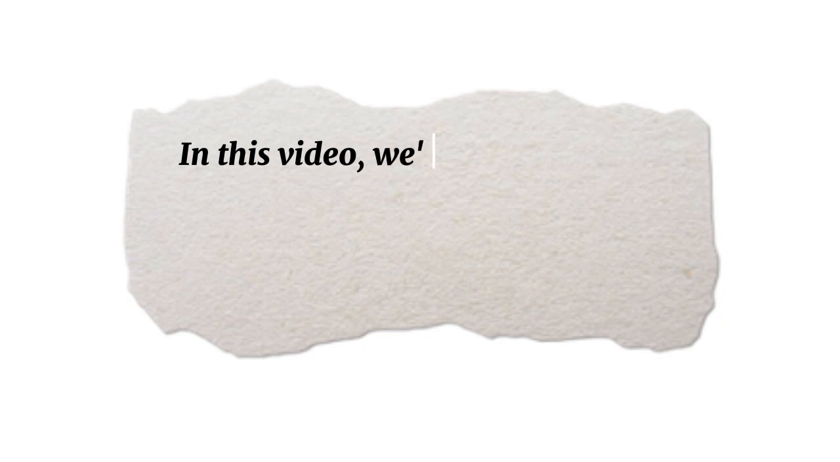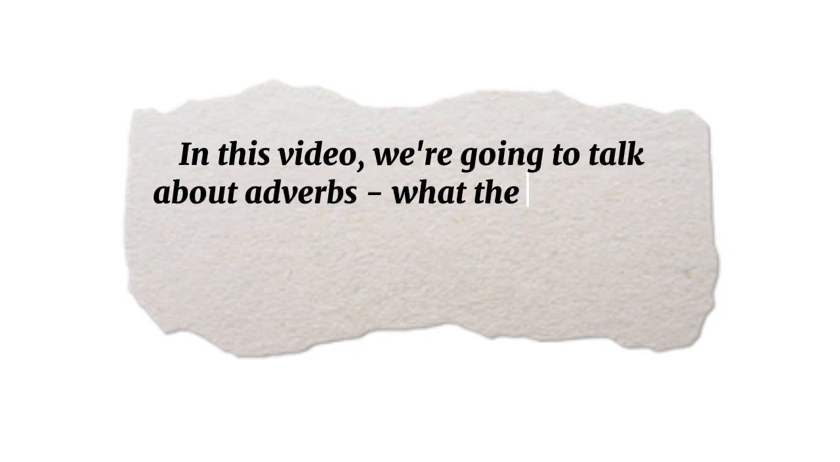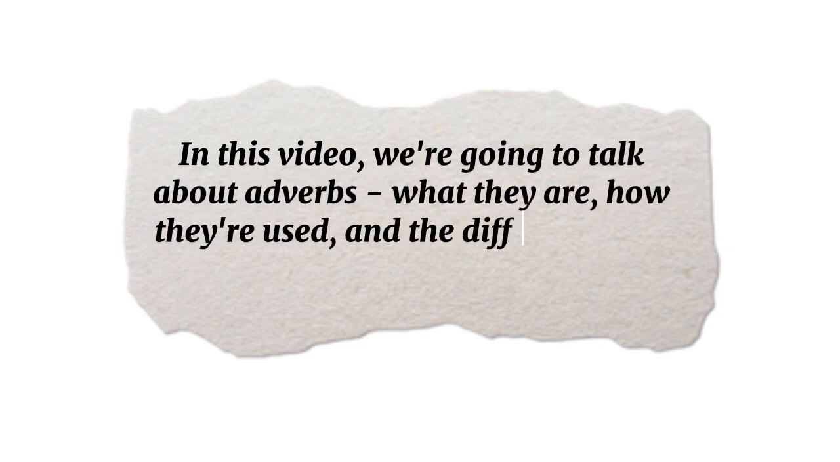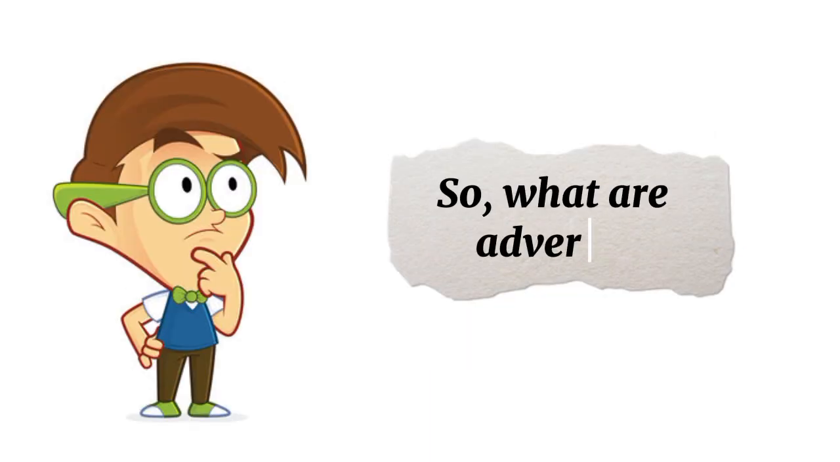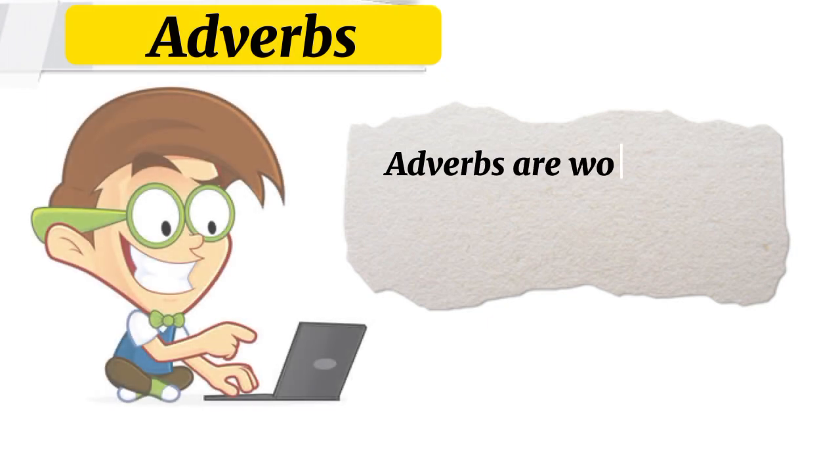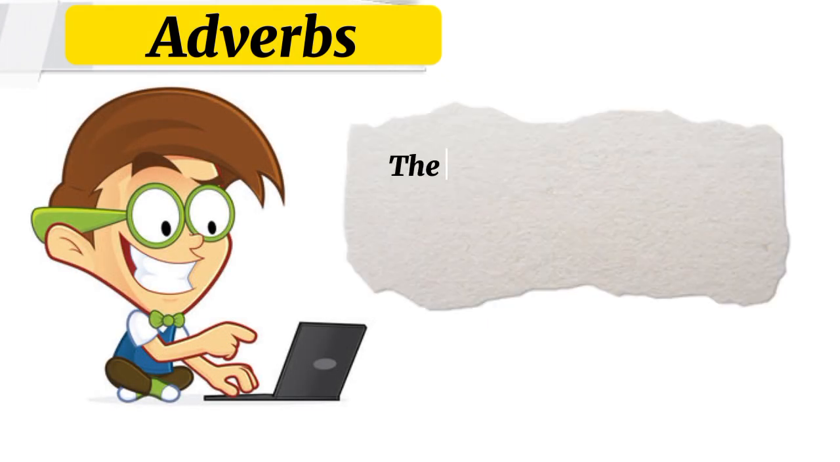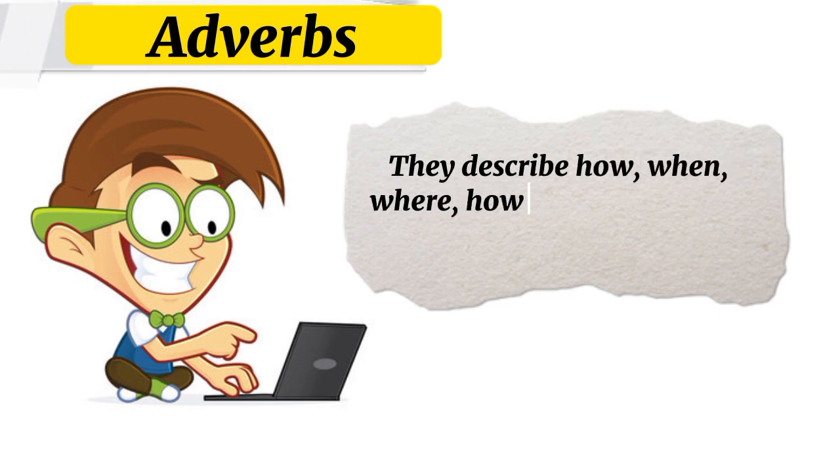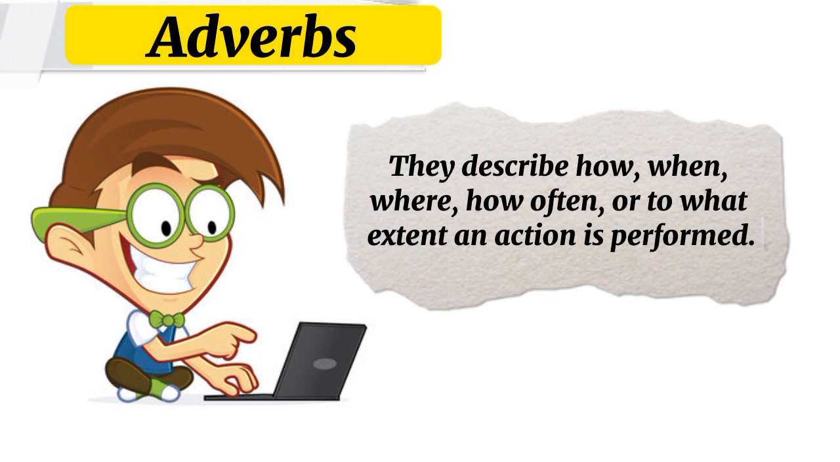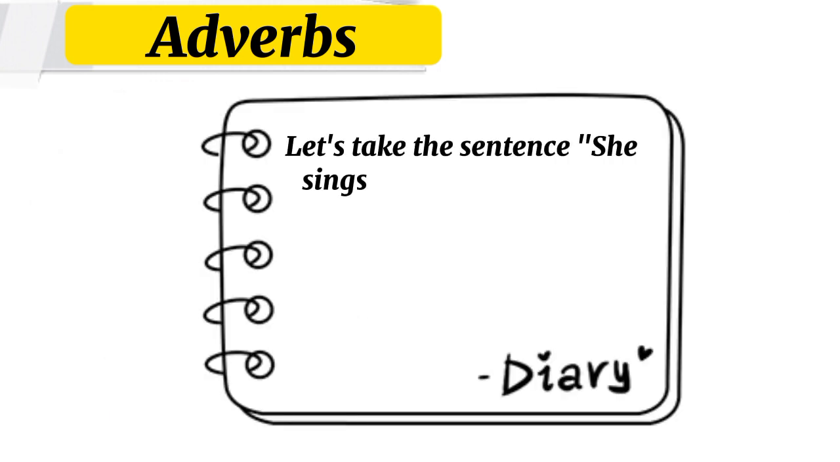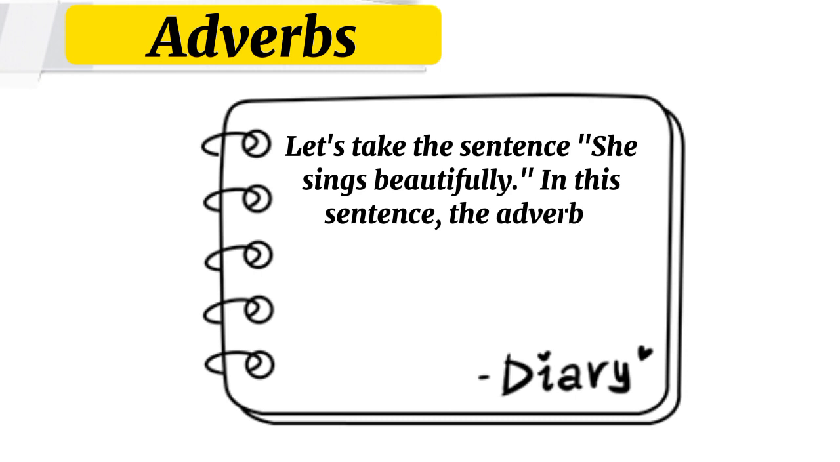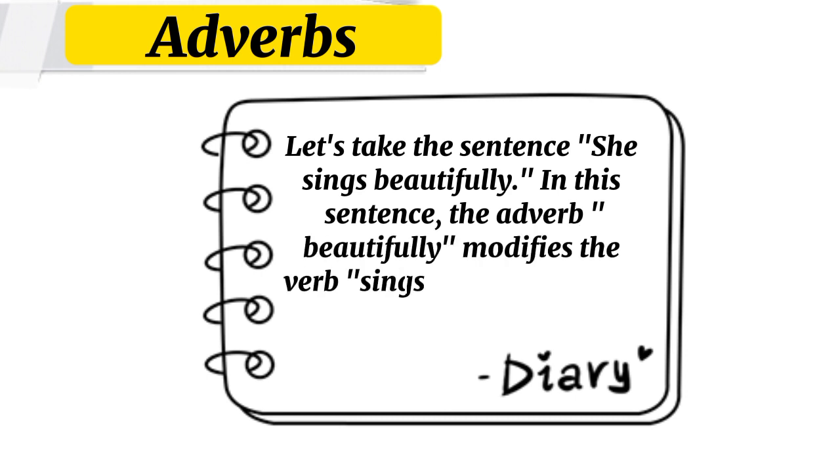In this video, we're going to talk about adverbs: what they are, how they're used, and the different types of adverbs. So, what are adverbs? Adverbs are words that modify verbs, adjectives, or other adverbs. They describe how, when, where, how often, or to what extent an action is performed. Let's take this sentence: "She sings beautifully." In this sentence, the adverb "beautifully" modifies the verb "sings" to describe how she sings.